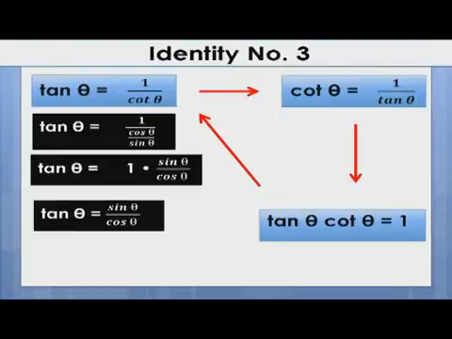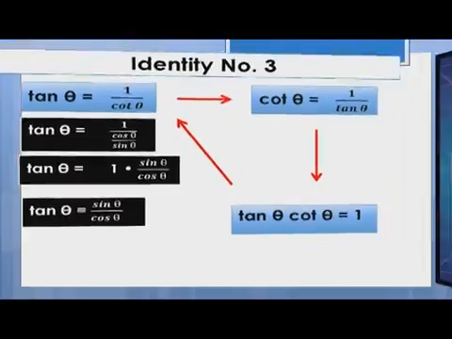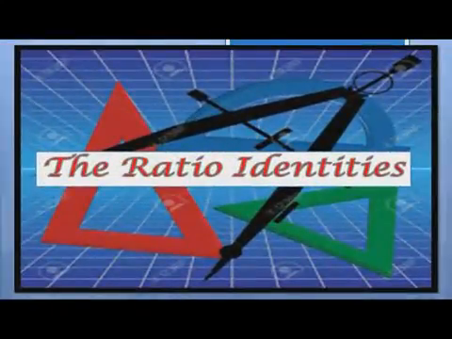Cotangent theta is equal to 1 over tangent theta. Then it is also written as tangent theta times cotangent theta is equal to 1. Now let's move on to the ratio identities.